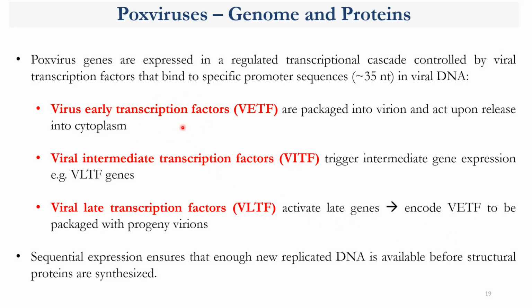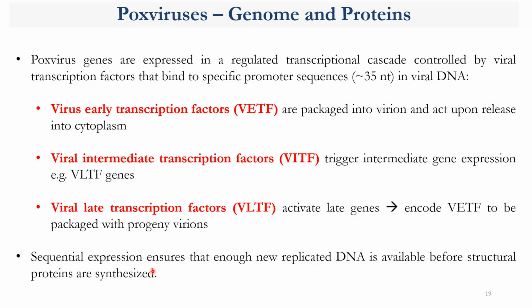So it's basically one encoding the other, and then in this case, you're going back to early transcription factors. So they encode these early factors, which are then packaged into the progeny viruses. Okay? And one key thing about this is that this sequential expression is very important because it makes sure that the newly replicated DNA is actually available before you even start synthesizing your structural proteins.